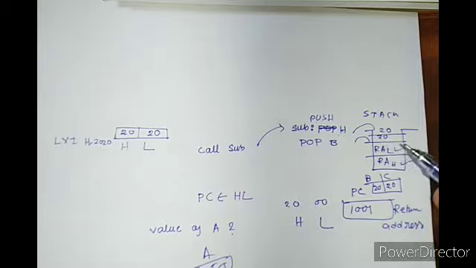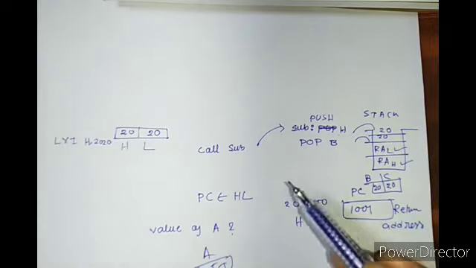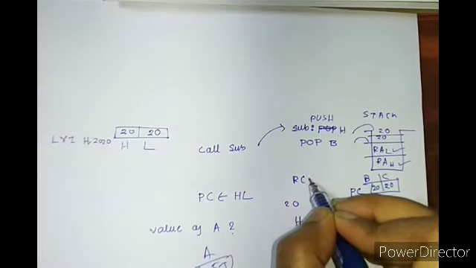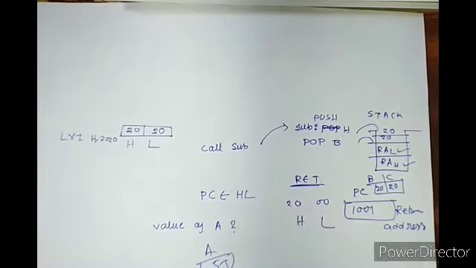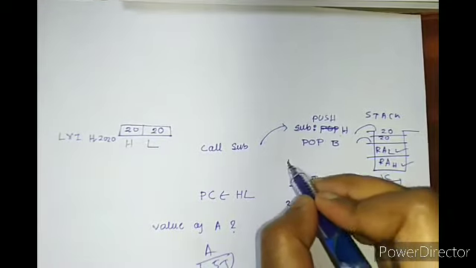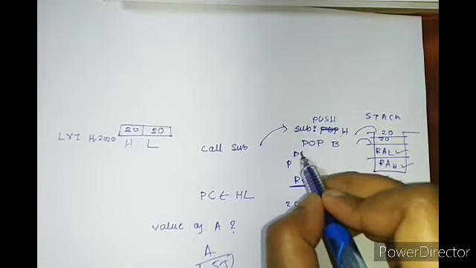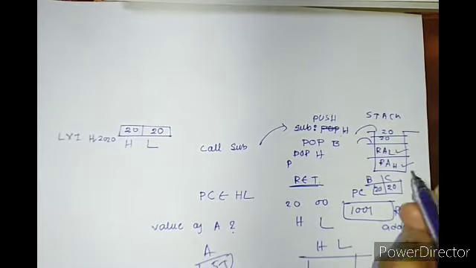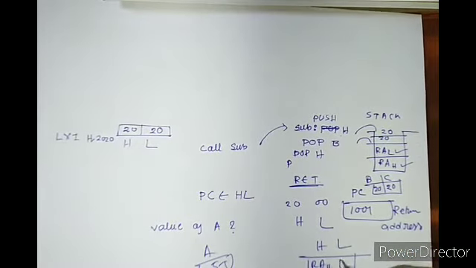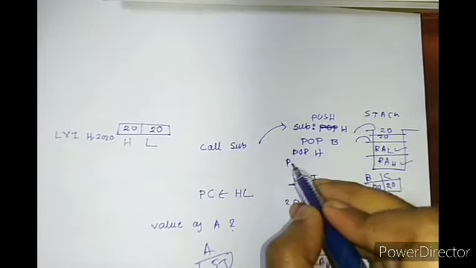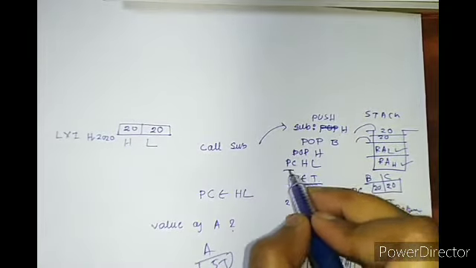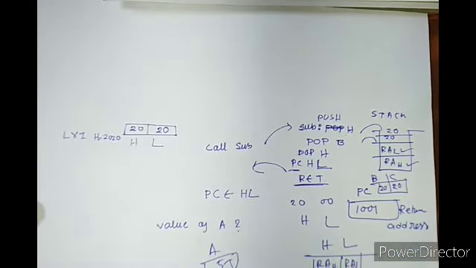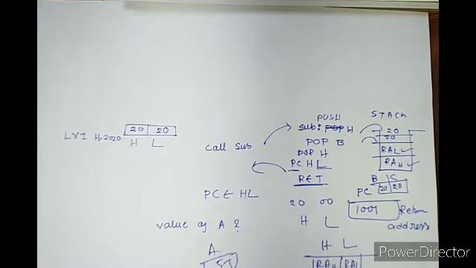Then I want my return address, which is stored in the stack. But how can I get the return address into something that can take me back to my desired location? You can just do this instruction, POP H. So now H and L will be RAH and RAL, then PCHL. So PC will get this return address, and it will get you back to your desired location.